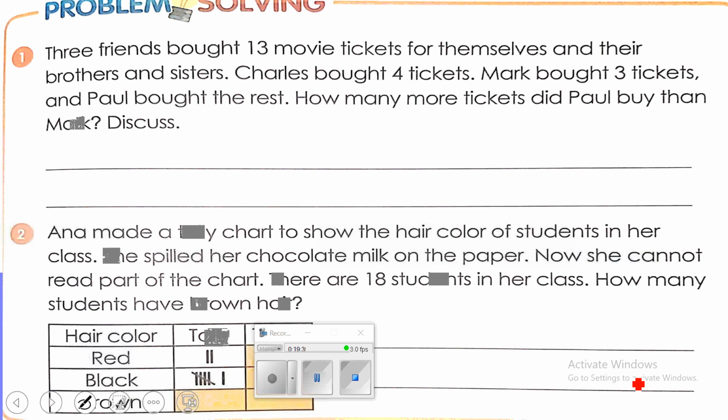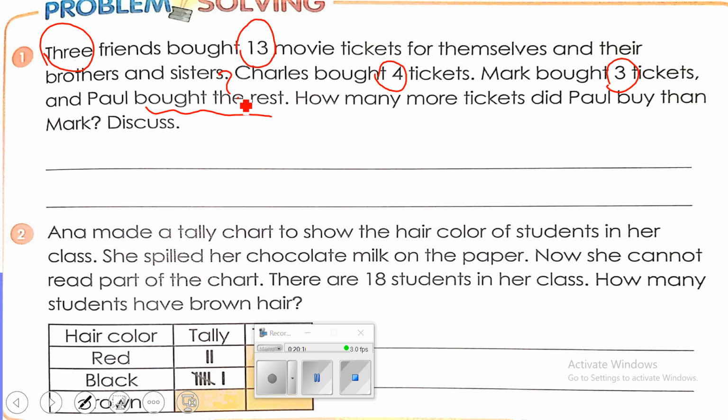Now here is a problem solving. 3 friends bought 13 movie tickets for themselves and their brother and sister. So Charles bought 4 tickets. Mark bought 3 tickets and Paul bought the rest. We don't know Paul's. How many more tickets did Paul buy than Mark?